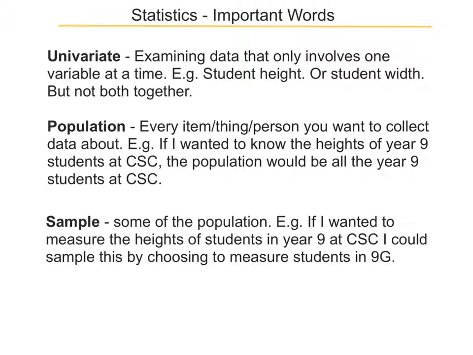Measuring the heights of every student at CSC would take some time. And because of that, we usually sample the population. In a sample, you look at some of the population, measure some of them, or ask some of them how they're going to vote if you're looking at voting patterns for an election. So for example, if I wanted to measure the heights of students in Year 9 at CSC, I could sample this by choosing to measure students in 9G and hoping they represent the population well.